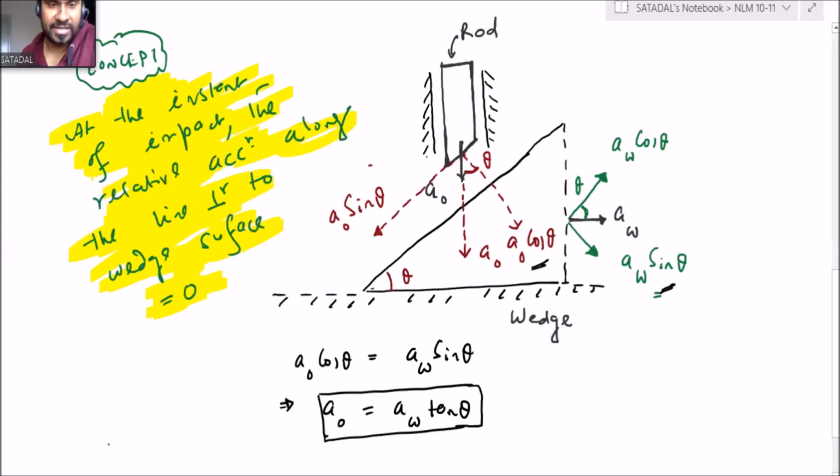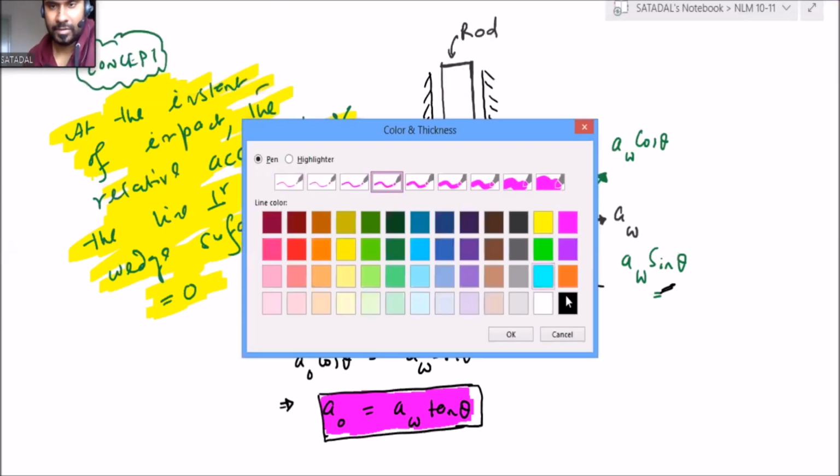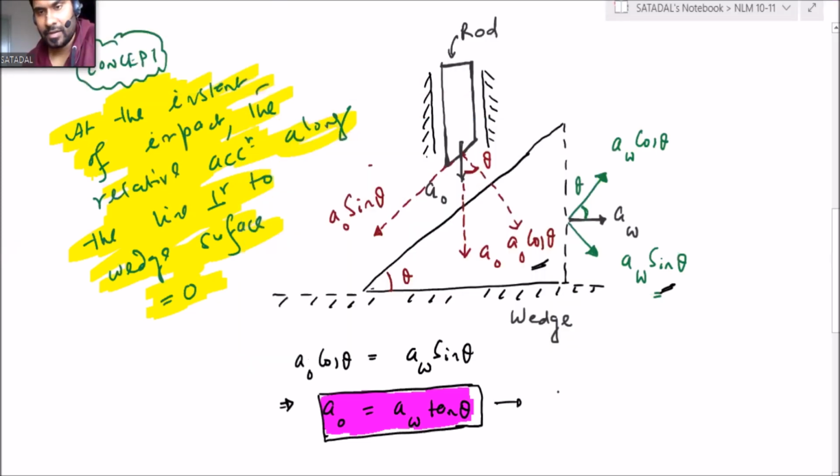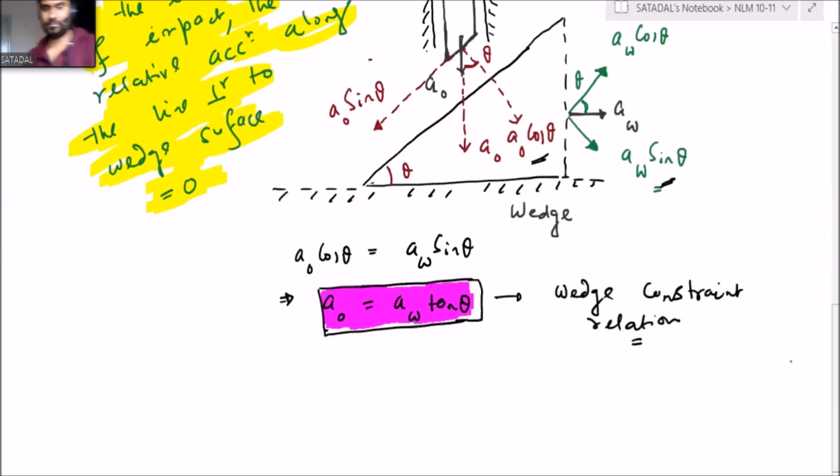Fine. So what is the constraint we got? Acceleration of the rod is equal to acceleration of the wedge into tan theta. This is the equation to be remembered. Very, very important. This is actually the wedge constraint here. Okay, no? Fine. Understandable?